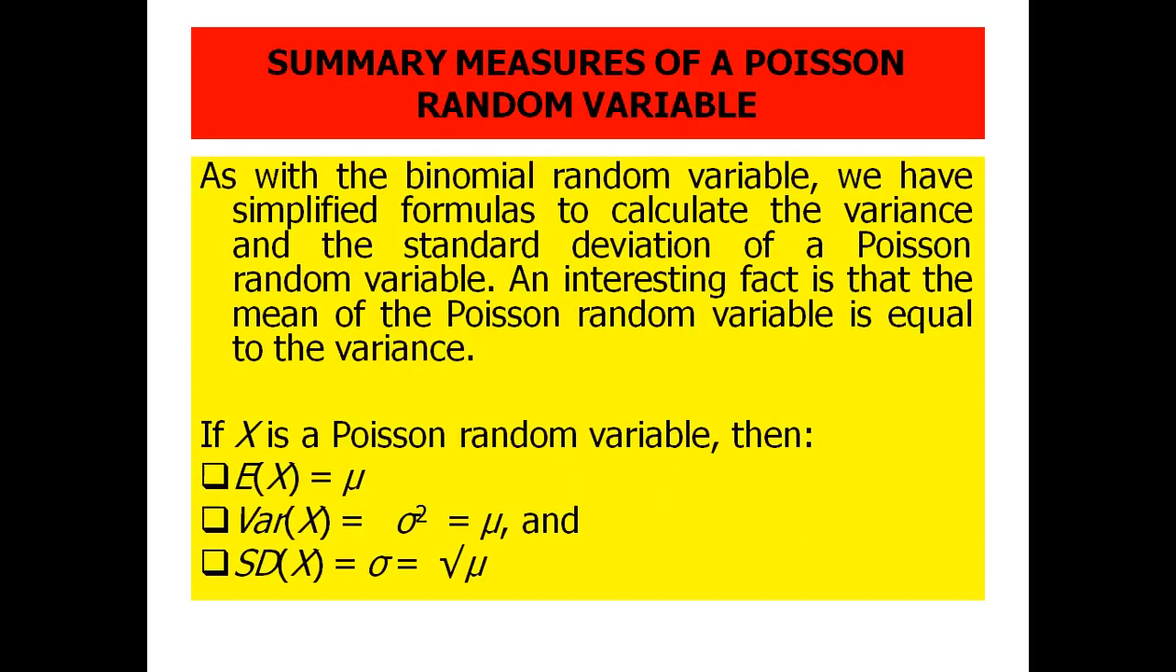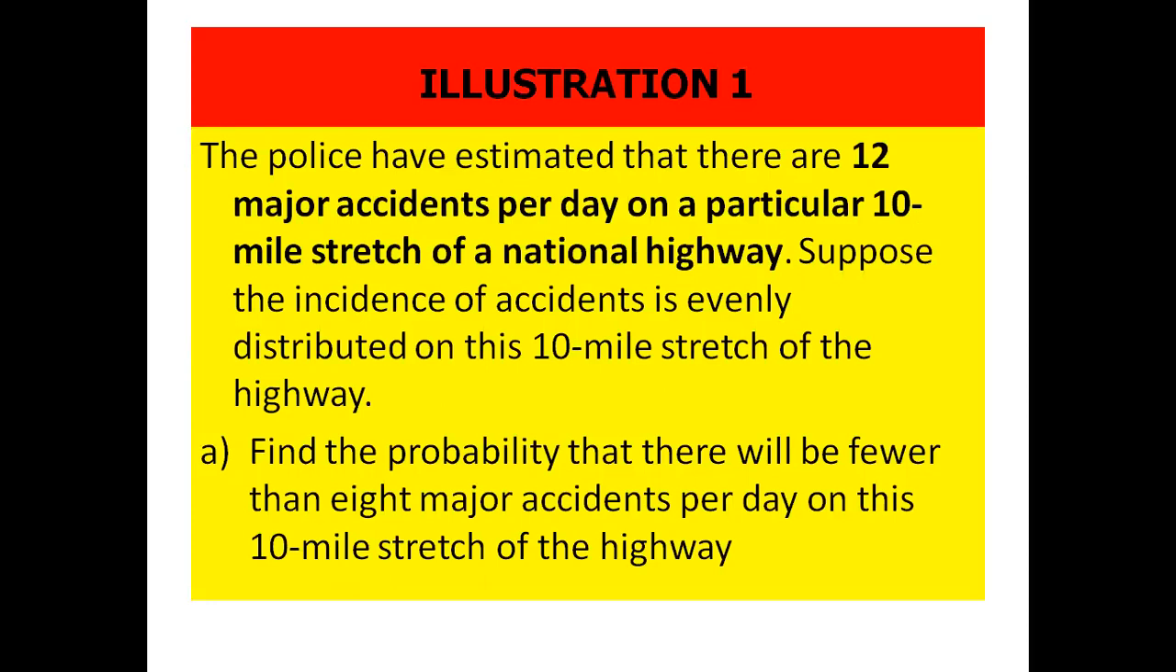Of course, just like the binomial random variable, we have simplified formulas to calculate the variance as well as the standard deviation of a Poisson random variable. In other words, here we are looking at the summary measures of a Poisson random variable. One interesting fact is that the mean of the Poisson random variable is equal to the variance. Now, for the summary measures, if x is the Poisson random variable, then the expected value of x equals the mean. The variance of x equals sigma squared, but remember, as I've told you, the variance is equal to the mean. Then the standard deviation of x equals sigma, which equals the square root of the variance.